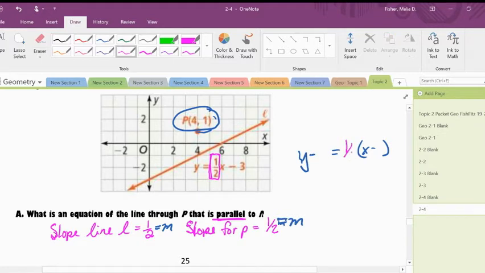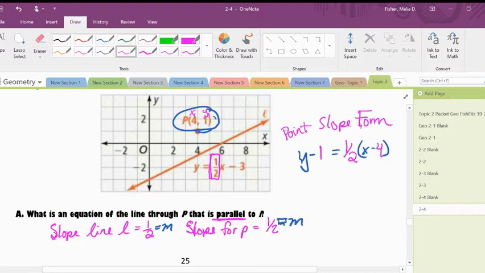We know that is 1/2. And then we have a point, 4, 1. So this is our x1 and this is our y1. So we can just plug those in. y is 1 and x is 4. And technically speaking, we are done. This is an equation in point-slope form.